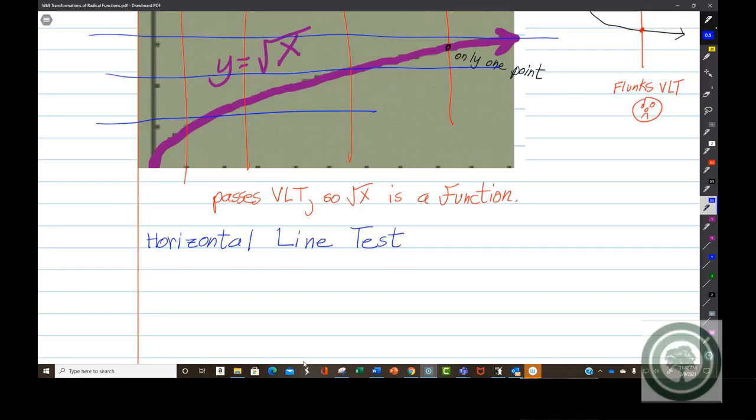Horizontal line test. Notice that each of these horizontal lines, HLT, you really only have to do it once. Of course, if way out here this did a loop-de-doo, we'd both be outsmarted, but it doesn't. All right, the horizontal line test. Each of these horizontal lines intersects the graph, that is, touches the graph at only one point.